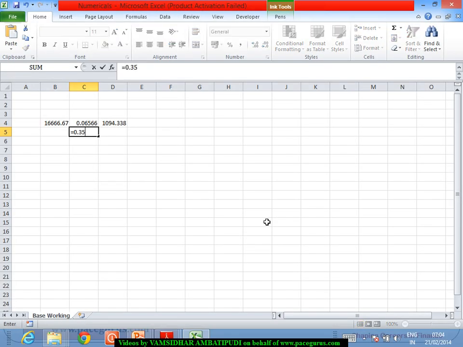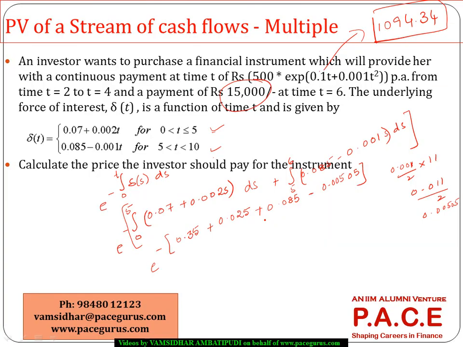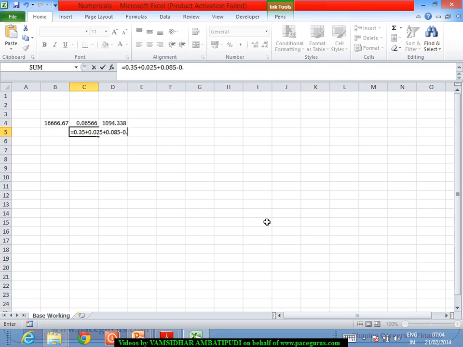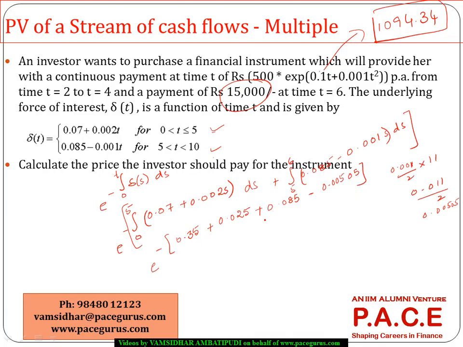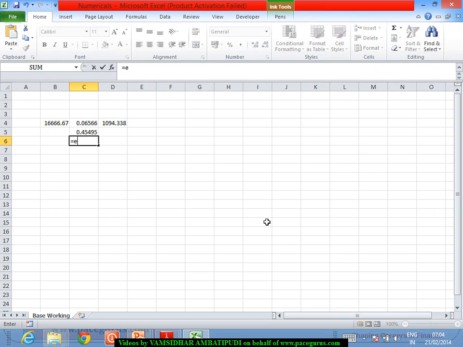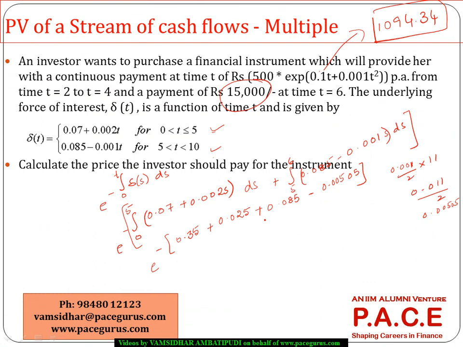0.35 plus 0.025 plus 0.085 minus 0.00505, 0.00505. So this is this much. So I'll take e power minus this much, giving me 0.63, and I'll take 15,000 multiplied by this much, giving me the present value of that 15,000 to the current time period.